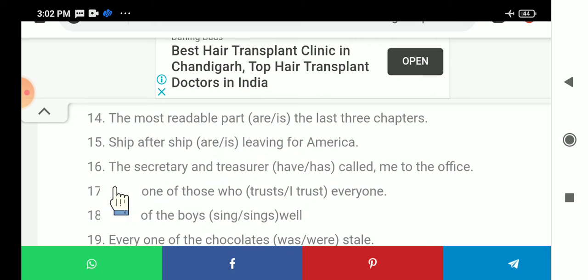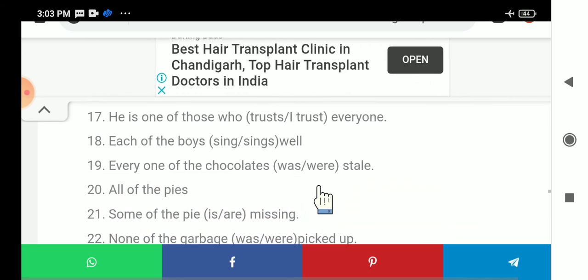Then comes 16. The secretary and treasurer have or has called me to the office. The secretary and treasurer has called me to the office. So the answer is has, which is a singular verb. Both secretary and treasurer called me in the office, but both of them give the singular meaning that they have called me. Nothing else is given, only they called me. So here the singular verb has comes.